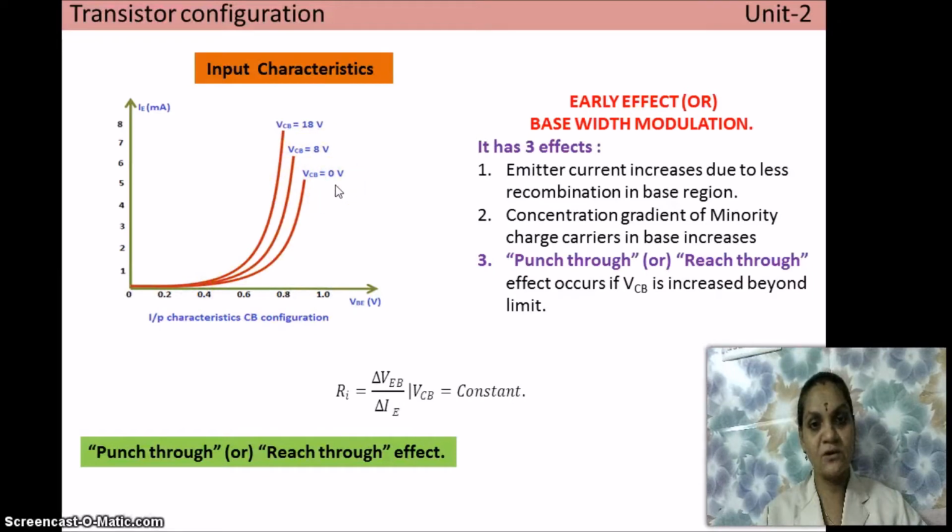Normally in a common base configuration, emitter base junction is always forward biased, collector base junction is always reverse biased. So emitter base junction we are taking as an input voltage, and collector base junction is 0 volt, which means we are not giving any reverse bias voltage to the collector junction. Under that condition, this characteristics will be very similar to that of the diode forward characteristics.